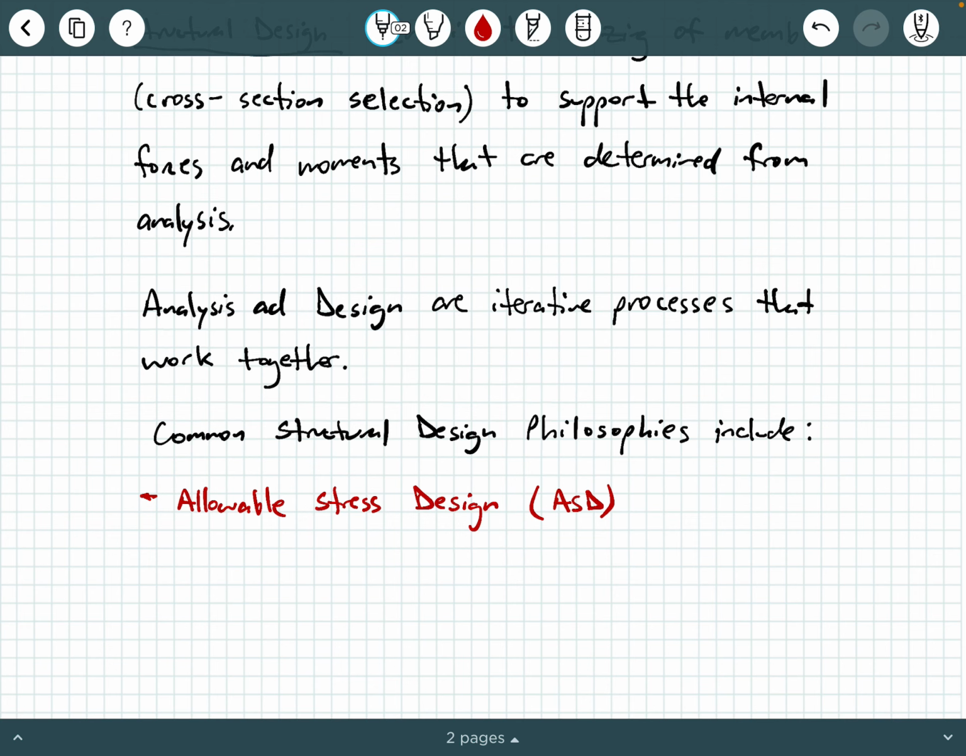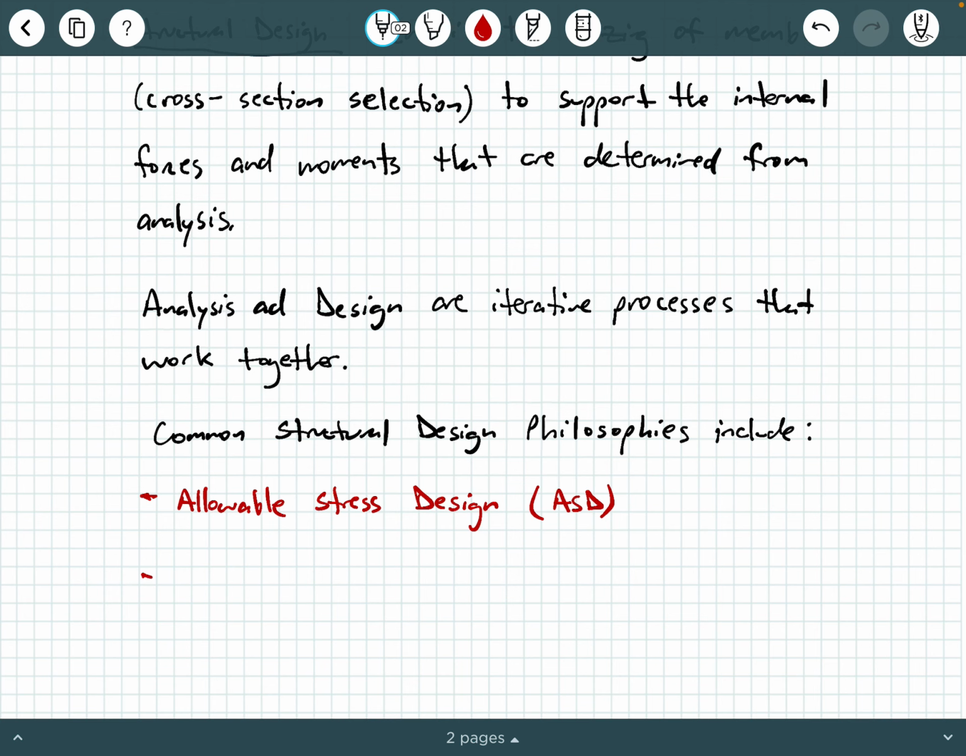ASD is based on inserting a factor of safety into your design process. Factor of safety can be used to reduce the theoretical strength of a member's material, or it could be used to artificially magnify or inflate the applied loading acting on a system. So that's ASD, and again, you've maybe been exposed to this in a mechanics of materials course, maybe a statics course, maybe a structural analysis course.